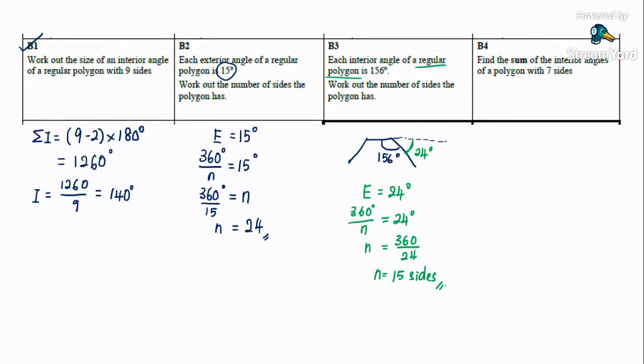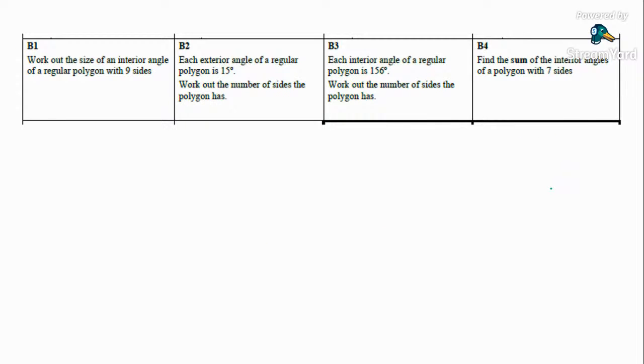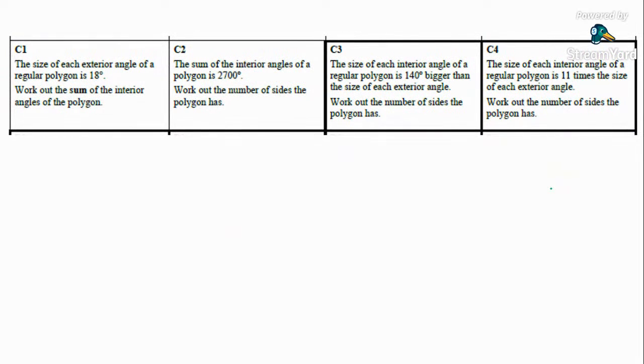Okay, B4. Find the sum of interior angles of a polygon with 7 sides. This is easy because I know that the formula for the sum of interior angles is n minus 2 times 180. So it's 5 times 180. Therefore, my answer is 900 degree. When you have the formula in your mind, everything is very easy. So we proceed to C1.